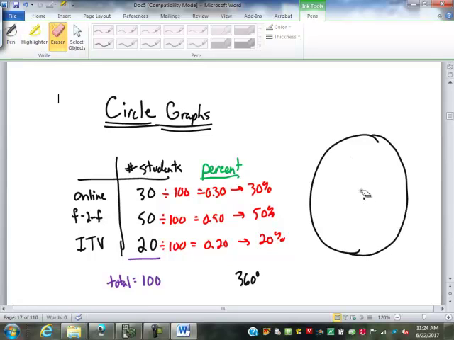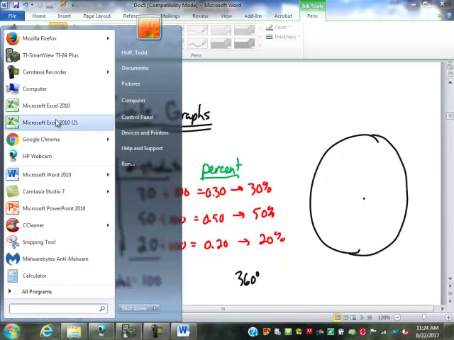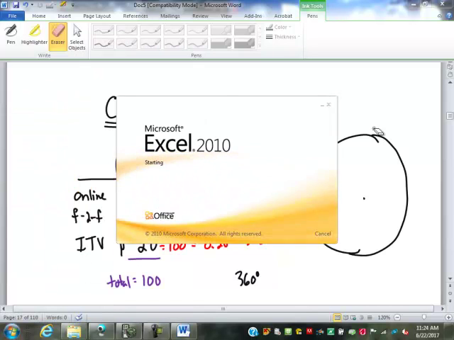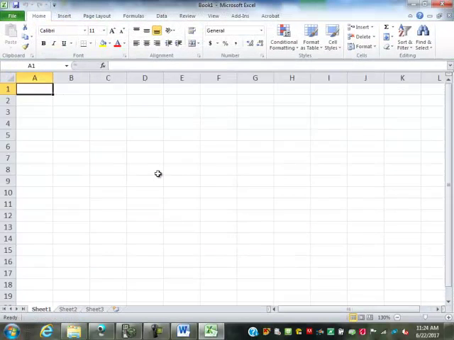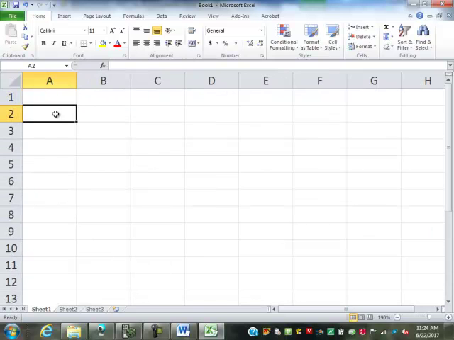Well, we don't have to do that anymore because almost every computer comes equipped with some sort of a program, usually a spreadsheet program, where you can just plug in the numbers and you can make that perfect circle graph, it is right there in seconds. For example, using Microsoft Excel.